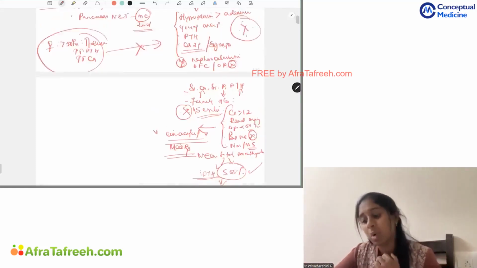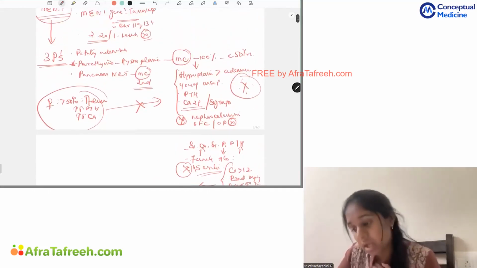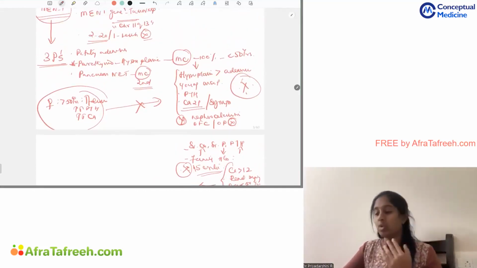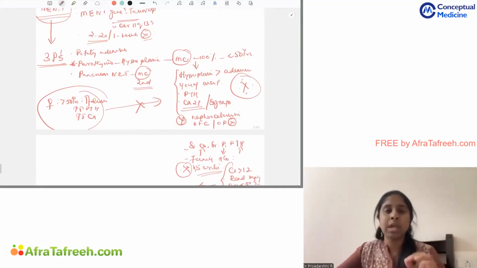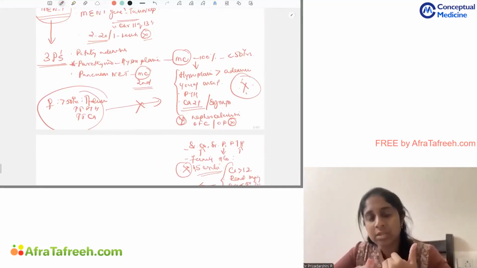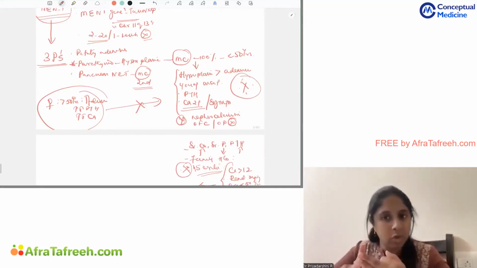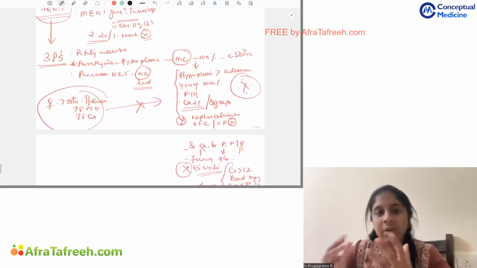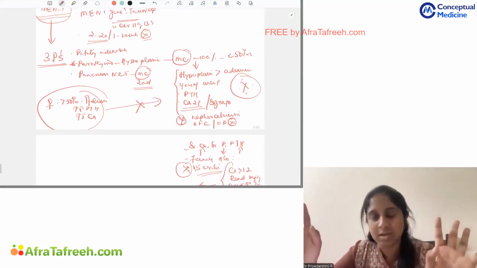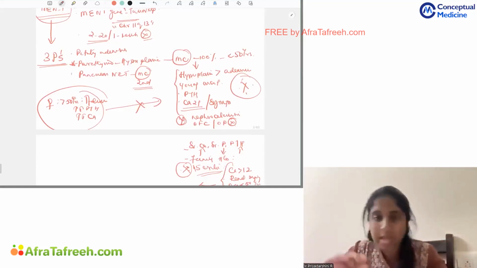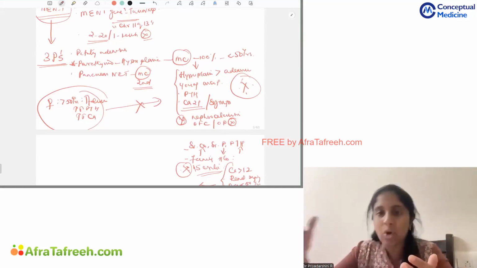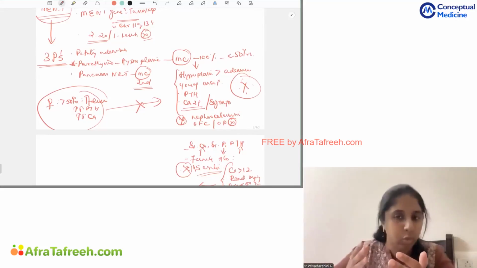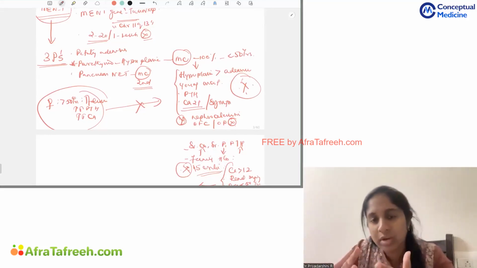Okay, so this is about hyperparathyroidism in MEN syndrome. The most important thing that you will have to know is that you're not going to have very high levels of calcium, no very high levels of PTH, no adenoma, and it's going to be young onset, with no female or male predilection. It's equally represented in males as well as in females. The exact opposite happens in any sporadic mutation.